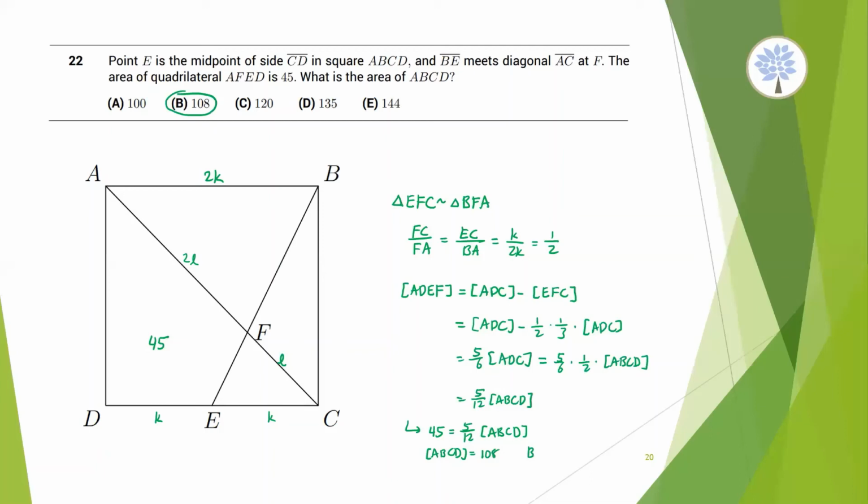All right, so are there any questions? If there are no questions, we can move on to the next problem.